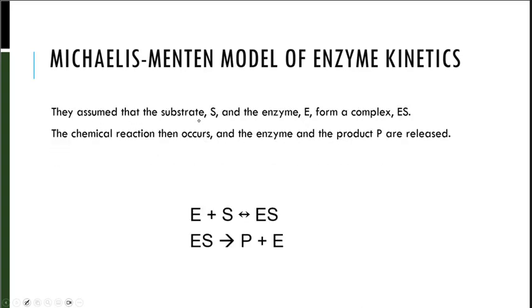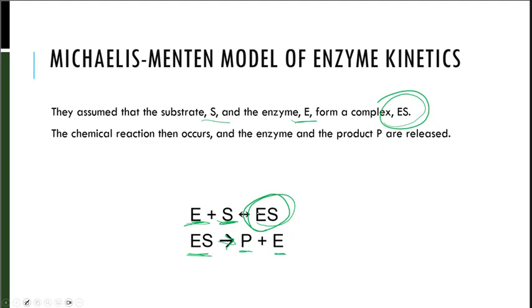They assumed that the substrate and the enzyme formed a complex, ES, and the chemical reaction then occurs and the enzyme and the product are released. So we have the enzyme plus the substrate forming this complex. And then the complex, we can see, produces the product and the enzyme.